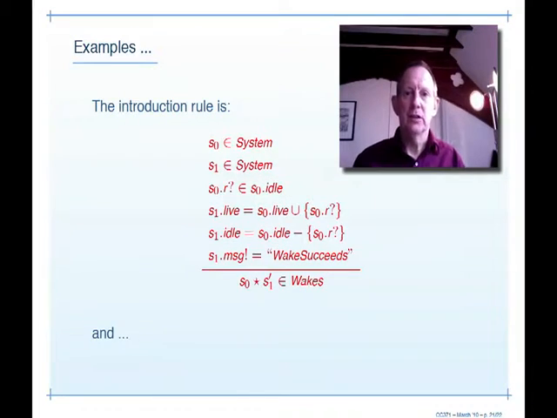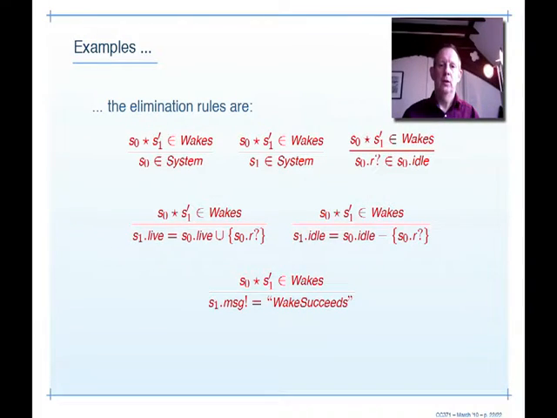Well, what are the introduction and elimination rules? Here's the introduction rule. It tells us all the conditions which are sufficient for a state transition to be in wakes. Just looking at that gives us a lot of confidence that the definition of wakes is correct. And here are the six elimination rules for wakes, which also give us a lot of confidence that we've got the right definition for wakes.